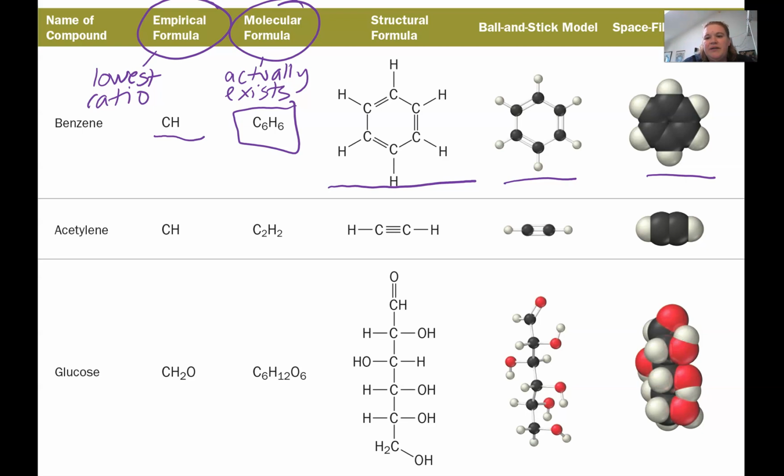And then that last one's called a space filling model. And this one's actually the most accurate, but it's also the most difficult to see because it can hide areas that we want to know about.